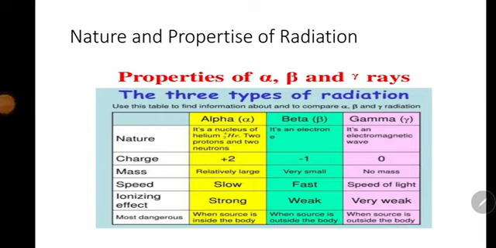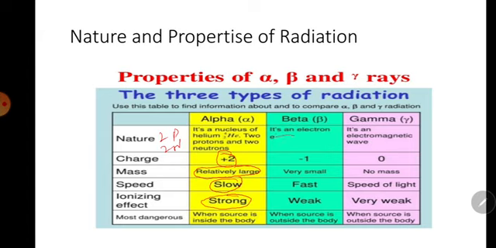Properties of alpha, beta and gamma particles were already explained. Alpha particle has double positive charge. It is a nucleus of helium, because alpha particles contain 2 protons and 2 neutrons. Charge is +2, relatively large mass, speed is small, slow, high ionization power. When the source is inside the body, it is most dangerous.